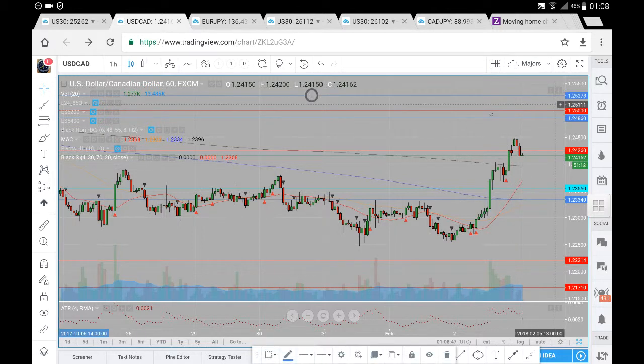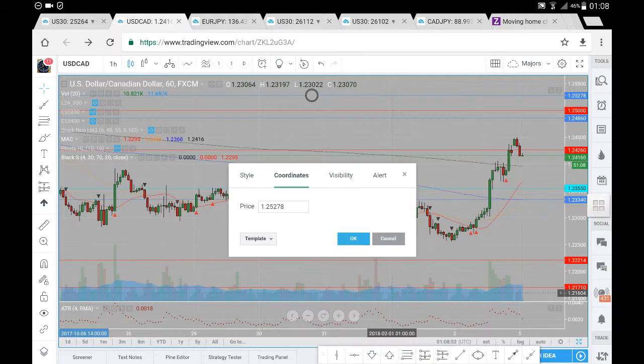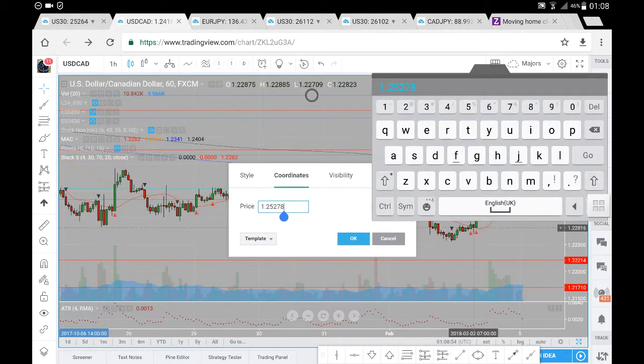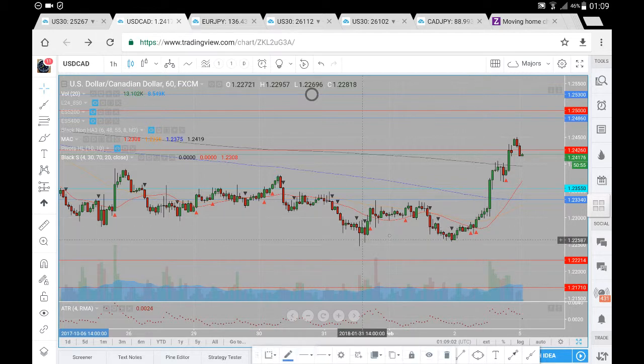What have I done there? Just bear with me a second here. This level is actually 125.30. I accidentally moved it. Let me lock my drawings on the charts. So 125.30, I'd expect to be near the far end of the range on the US dollar CAD. So that pretty much wraps up the hourly analysis.